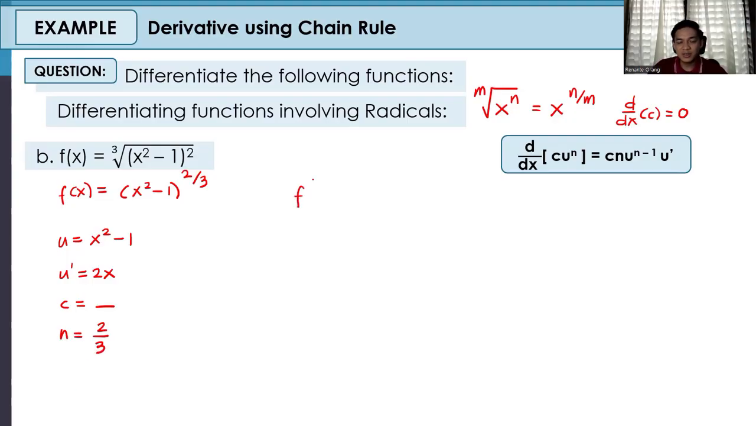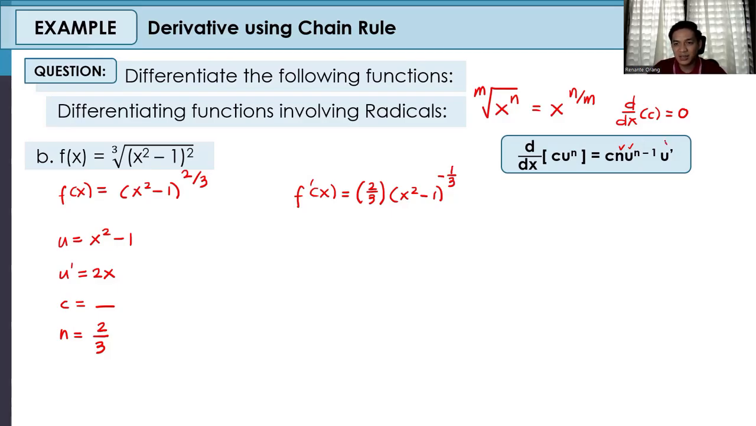So let's proceed with our differentiation, that is f prime of x is equivalent to constant. So wala tayong constant. N po natin is 2/3. The next is our u, which is x squared minus 1. We have an exponent of n minus 1. So that is 2/3 minus 1 is equivalent to negative 1/3. Pwede mo naman ding i-calculator para sure.